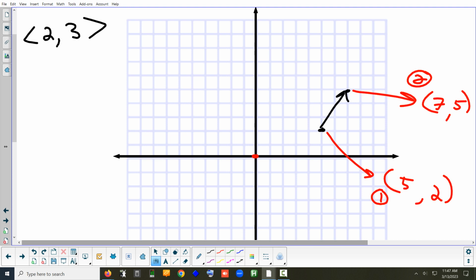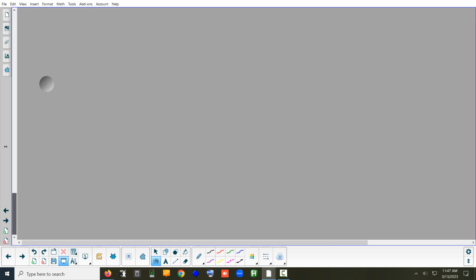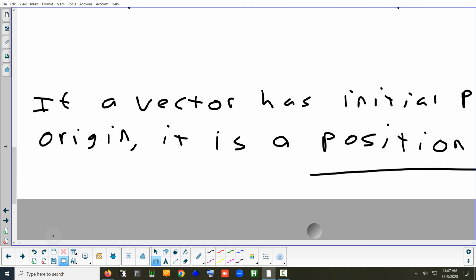Now, does anybody see what you could do with these coordinates to get that vector? Subtract them. If you take terminal minus initial, it has to be in that order. 7 minus 5 gives me 2. And 5 minus 2 gives me 3. That's how you can find a position vector if you're given an initial point and a terminal point. So it's kind of like converting the start and the stop point into a vector, which now I could say, oh, it's just 2 to the right and 3 up. So I can draw it anywhere I want. There.